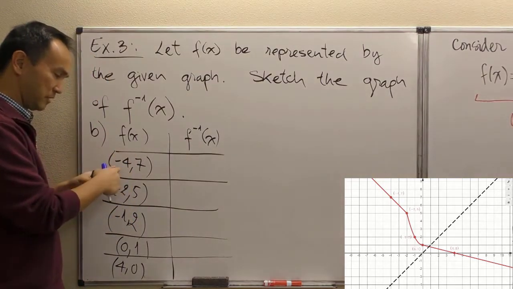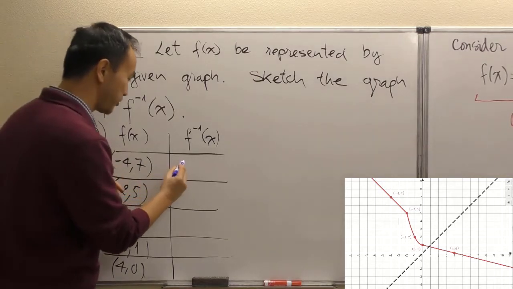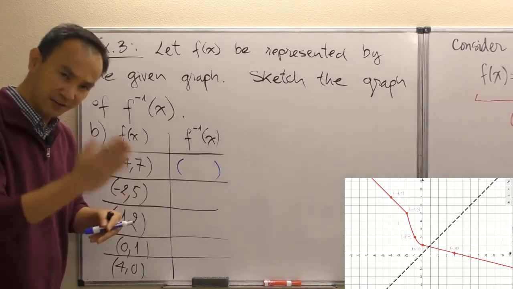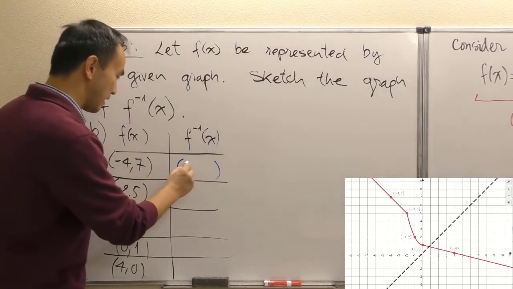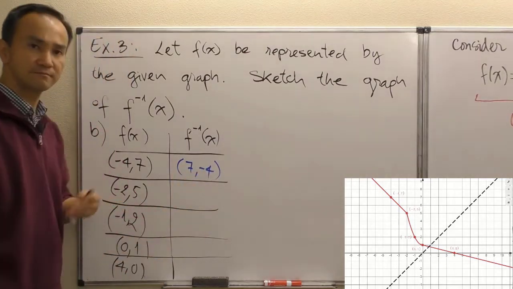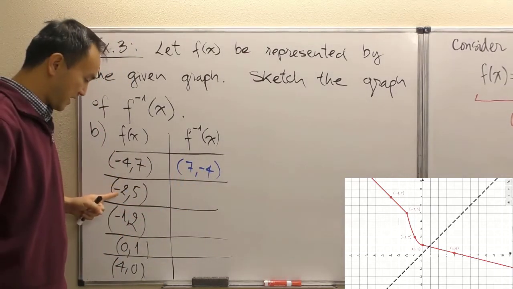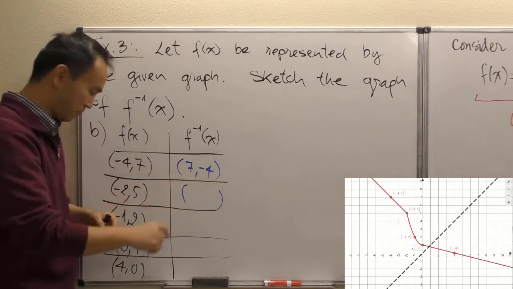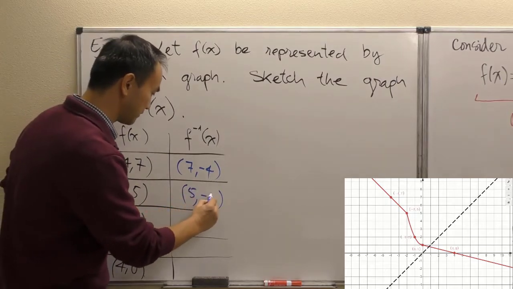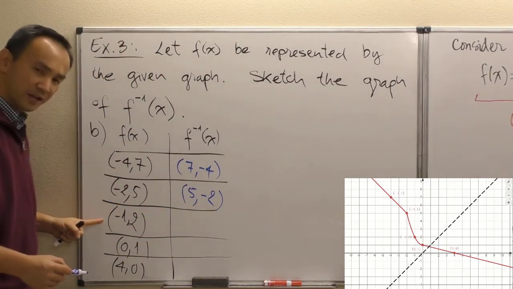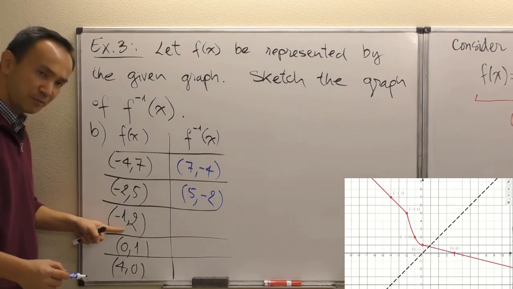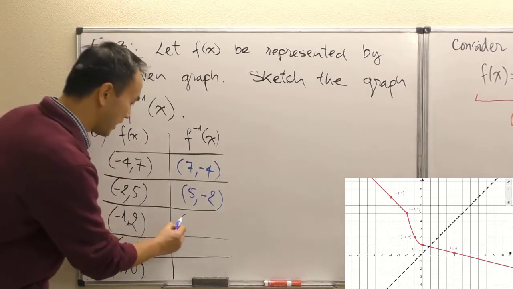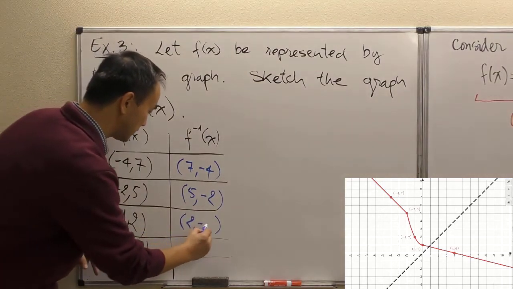First point, originally -4, 7. Now it's switch. See, x and y switch role. Inverse function, x and y switch role. So now 7, -4. That's it. Okay. -2, 5. Now for the inverse function, x and y switch role. So 5, -2. For the next point, third point down the list, -1, 2. For the inverse function, x and y switch role. So now I produce 2, -1.